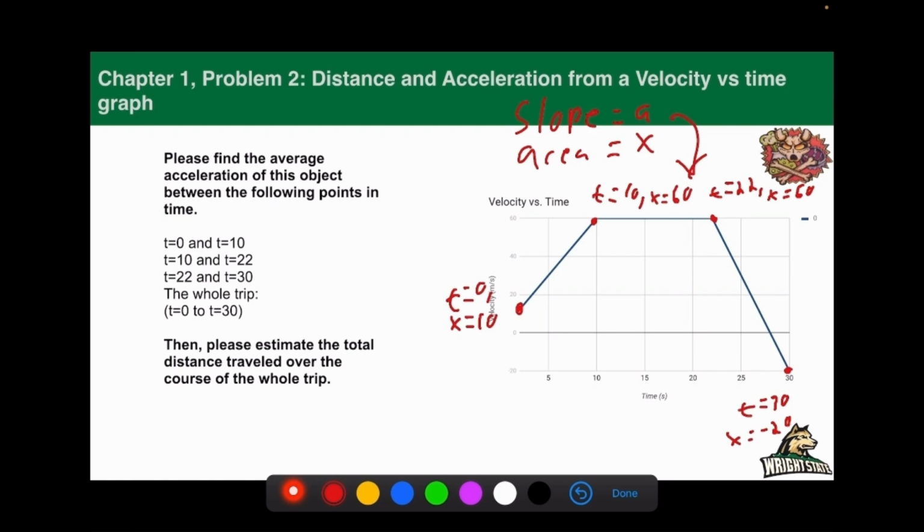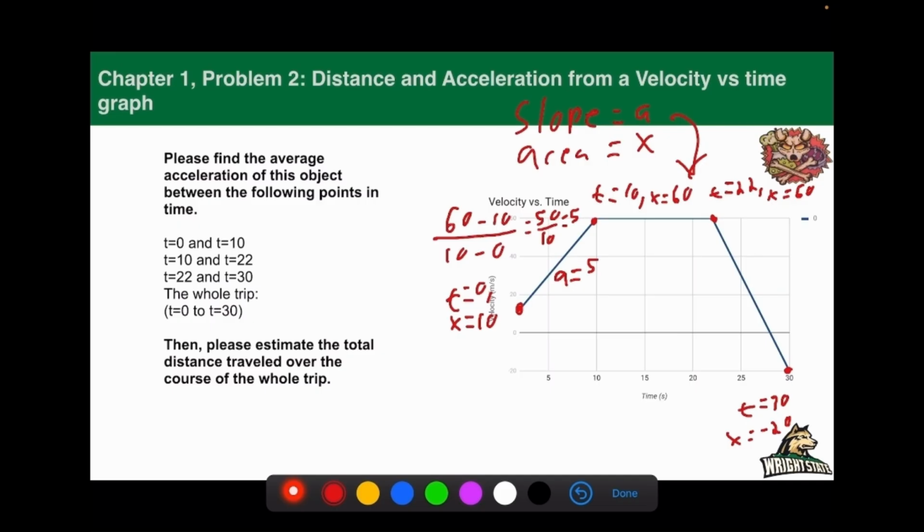Okay, so again, rise over run. We're going to find slope the same way we did last time. And we will do that by saying final minus initial position over final minus initial time. That is 60 minus 10 over 10 minus 0. That's 50 over 10, which is 5. So my acceleration is 5 over this point.